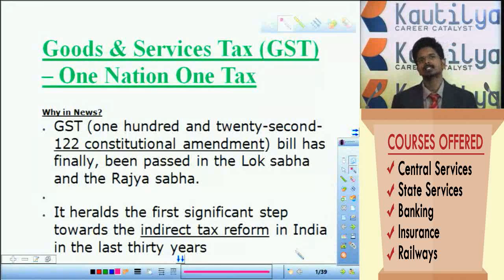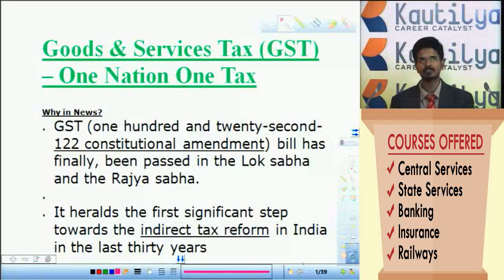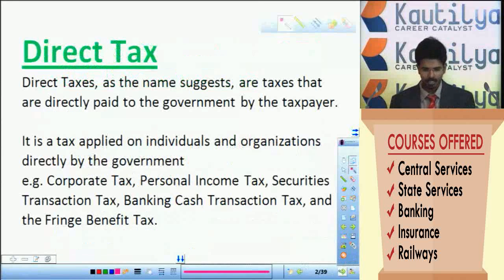So why GST? What is GST? In very crude terms, it heralds the first significant step towards indirect tax reform in India. GST deals with indirect tax reform. It is a holistic reform which is going to subsume all the indirect taxes which exist in India into a single tax. One nation, one tax. That is the philosophy of GST. In the heading itself, you can see it is one nation, one tax. GST is premised on this concept of one nation, one tax, so that India can be established as a unified market.